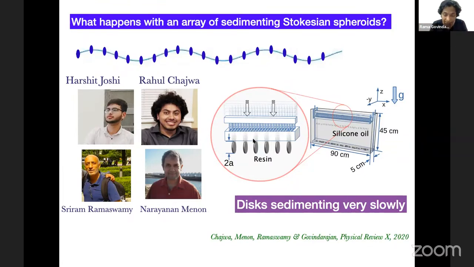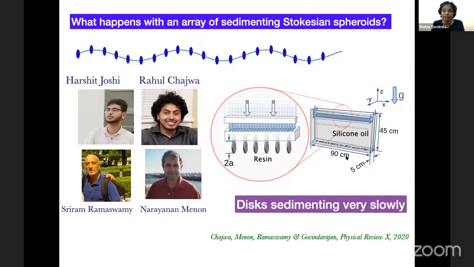We bring down this comb-like structure, and then these resin discs, which are only slightly heavier, denser than the silicone oil, start sedimenting. And for a box of about this size, like a foot, it takes about half an hour to 1 hour for these particles to all reach the bottom. So this is basically the experimental setup.